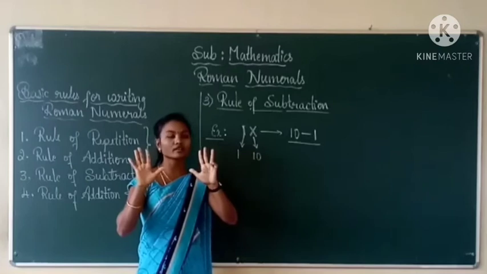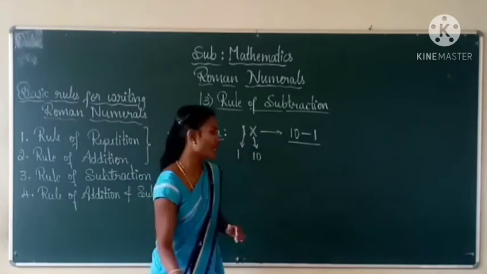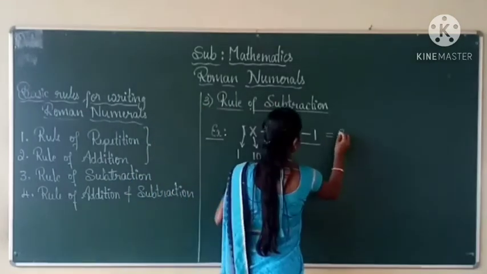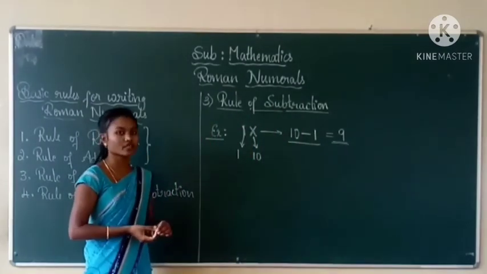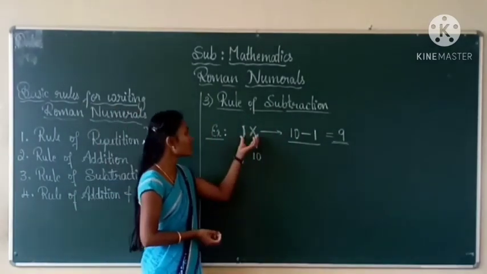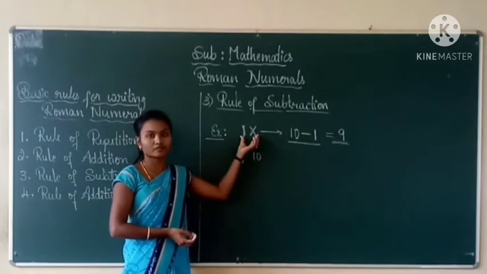I, minus 1. So the remaining is 9. So write 9. 10 minus 1 is equal to 9. So it is the symbol of 9.